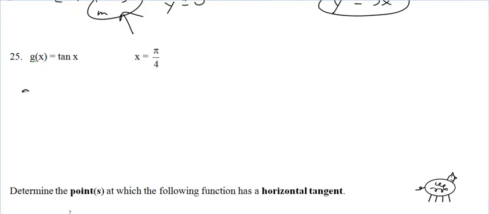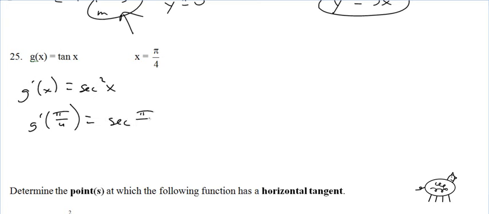Number 25. So we're going to do g prime of x equals secant squared of x. And then you're going to say g prime of pi over 4. So we're basically doing secant of pi over 4, squared. Remember, that's what that means. You don't square the actual pi over 4. You square that value after you take the secant of it.